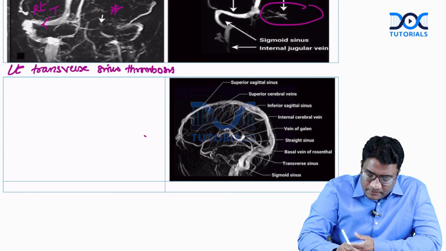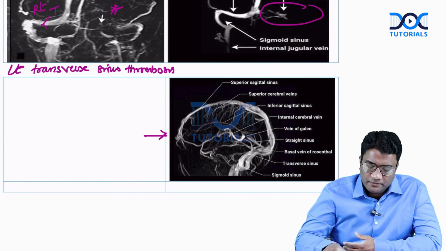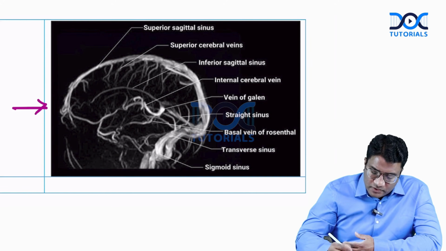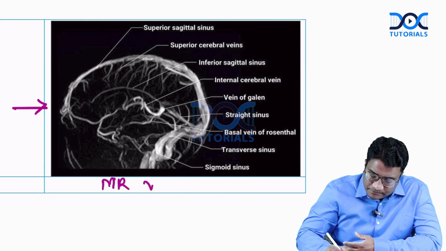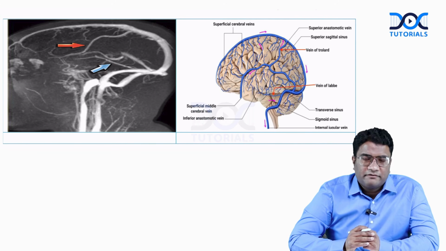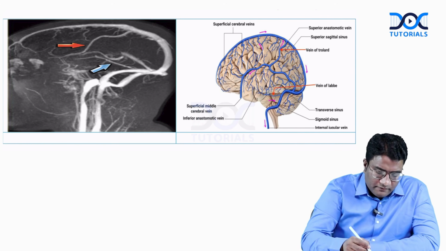And what is this image? What is this image showing you? This is also showing you the MR venography, but this MR venography is in a sagittal plane that you are seeing. Now, please look at this MR venography. Again, a sagittal view is given of the MR venography.